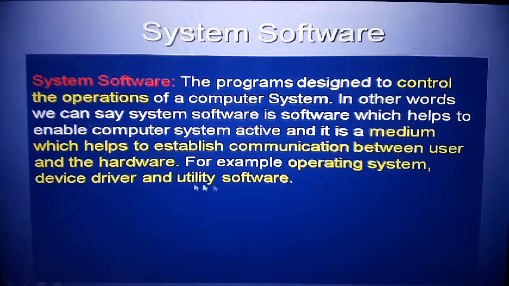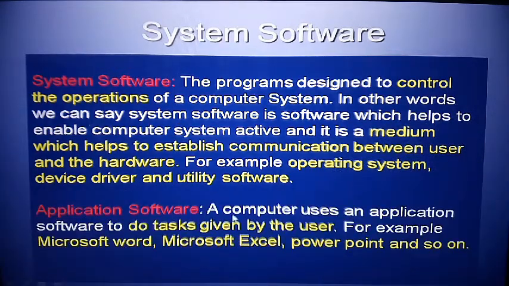Examples of system software are the operating system, device drivers, and utility software. Application software is software a computer uses to do tasks given by the user. With the help of application software we give tasks, so all the user's work happens in application software. Examples are Microsoft Word, Microsoft Excel, and PowerPoint.